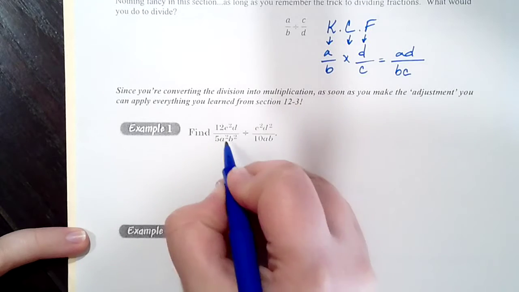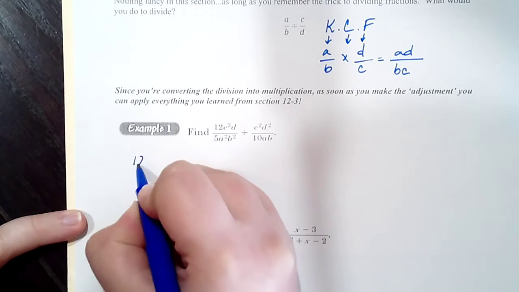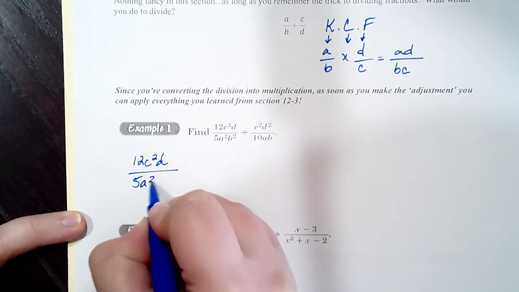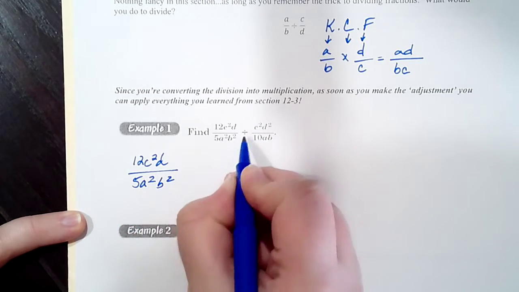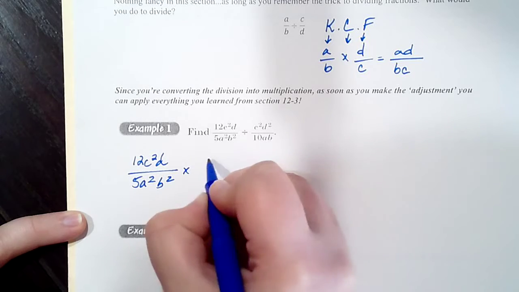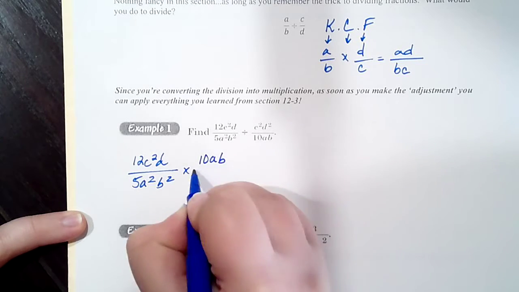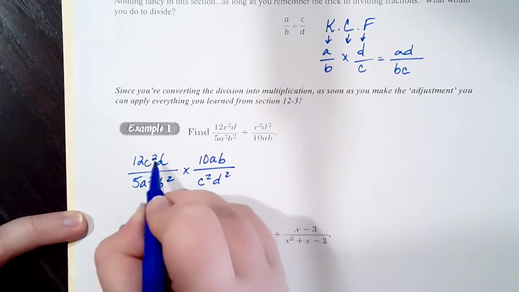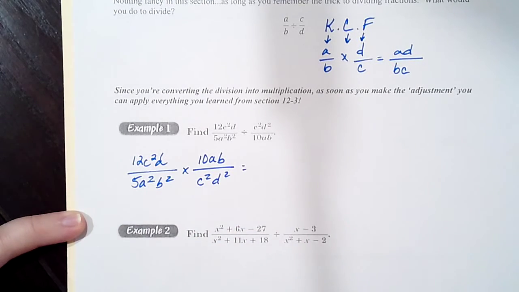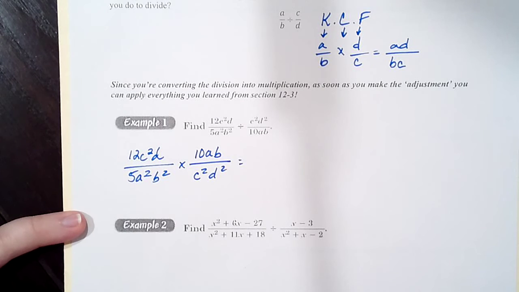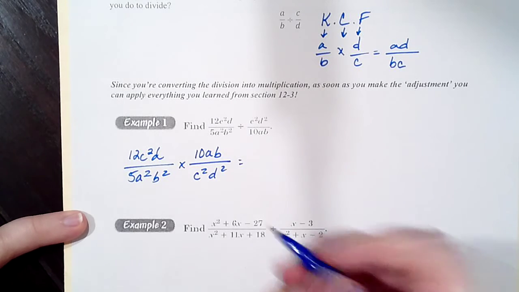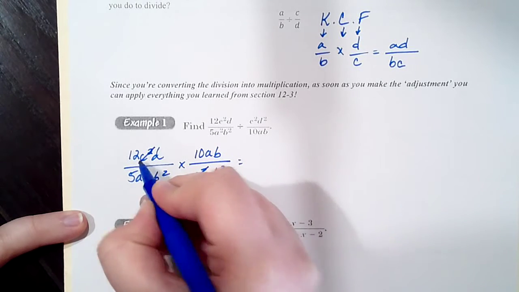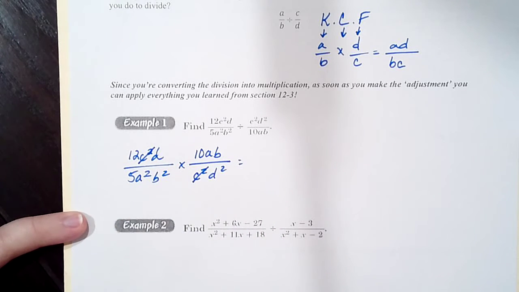So, we're going to keep that first fraction the way it is, divided by 5a squared b squared. I'm going to change my sign, and then I'm going to flip. This is going to be 10ab divided by c squared d squared. And then multiplying across, one of the methods I talked about in the last video was cross reducing. So I'm personally going to do that right now. I've got a c squared over a c squared. That's just a fancy 1, so I'm going to reduce it.